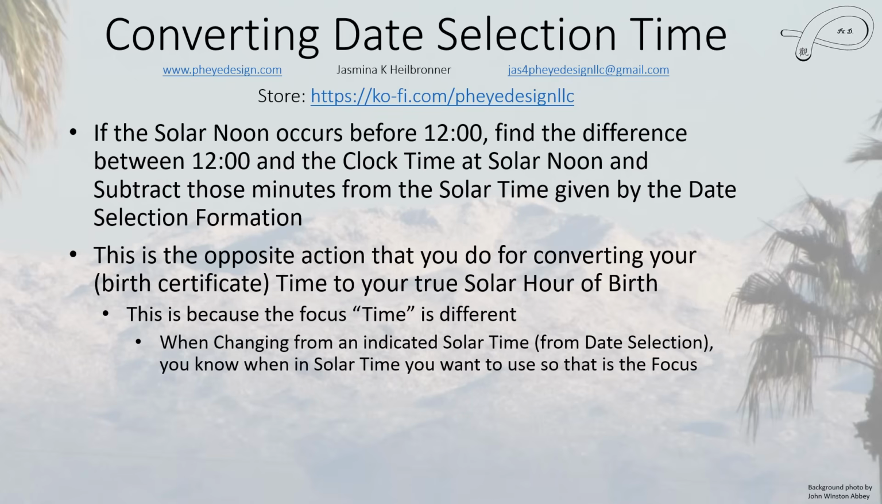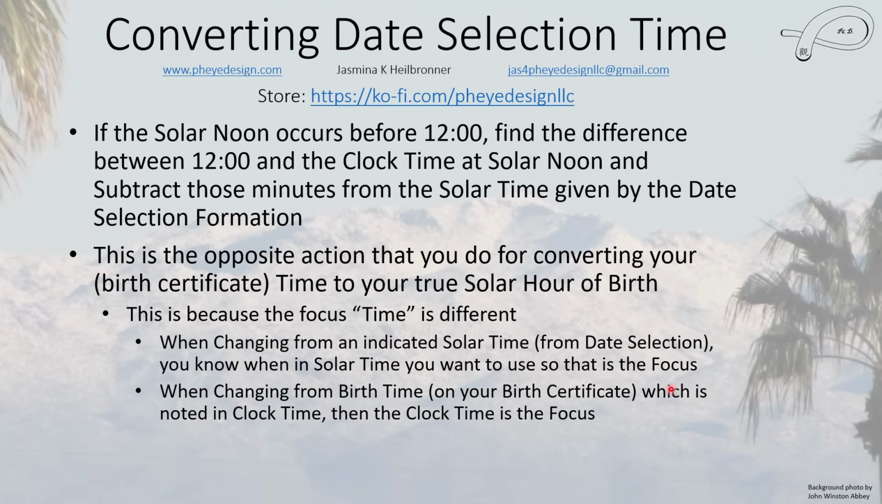And so in this case, you add those minutes if it's after and subtract if it's before. But when you're using the birth time on your birth certificate, that's clock time because that's what the doctor looks at. And so the clock time is the focus. And then you do the opposite. You subtract the minutes if it's afternoon and add the minutes if it's before noon. So this can be very confusing, but it's just two clocks, and one is not the correct clock, it's the focus clock. And so you do the opposite activity.